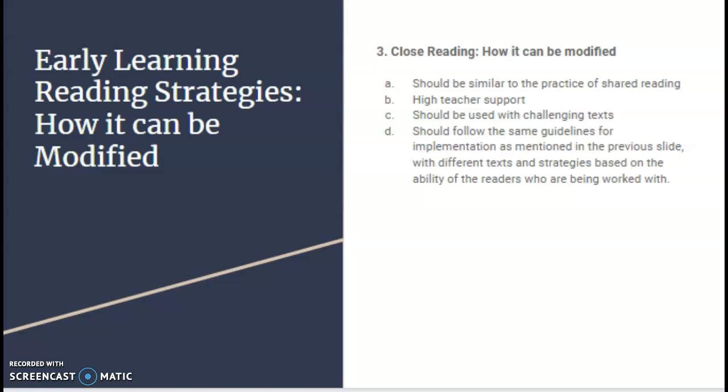So based on their level, you need to make sure the text is challenging enough that this strategy makes sense for them to be able to use it. It should follow the same guidelines for implementation as mentioned in the previous slide, just with different texts and strategies based on the ability of the readers who are being worked with. So it should naturally differentiate based on the groups that you're working with one at a time.